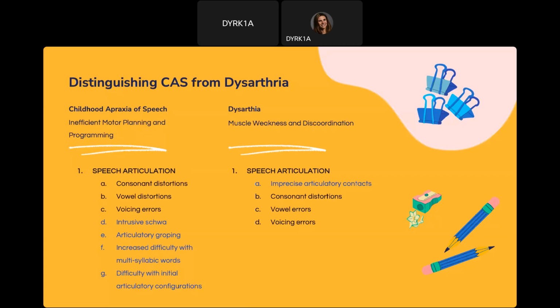And then difficulty with initial articulatory configurations. This is having difficulty getting started in a word. Similar to the articulatory groping, it's where do I start? What space do I need to move my mouth into to be able to produce the word?